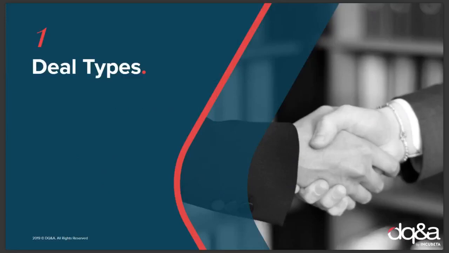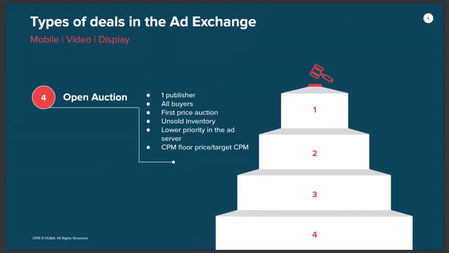So the first one that we have is open auction. Open auction is generally the lowest in the food chain, essentially. It's one publisher with all buyers, and as we've recently become accustomed to, we've moved over into a first price auction. So that's the transaction type for all deals. Open auction is typically all of your unsold inventory. So it's bottom of the range, your last ditch attempt to try and sell your inventory. And like I said, it's lowest priority in the ad server.